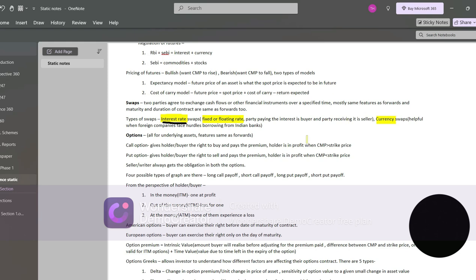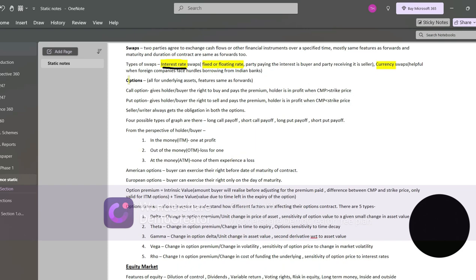If any foreign company is facing hurdles in India borrowing a specific amount of money, they can contact an Indian company to take that amount of loan from an Indian bank, and that company can give the money to the foreign company. Meanwhile, the foreign company will help the subsidiary branch of the Indian company abroad in the same way. So both will benefit.